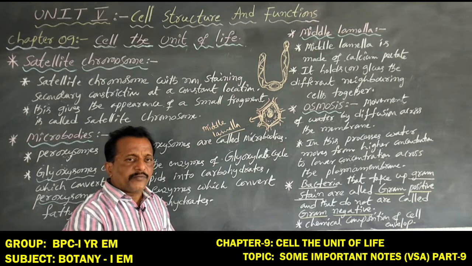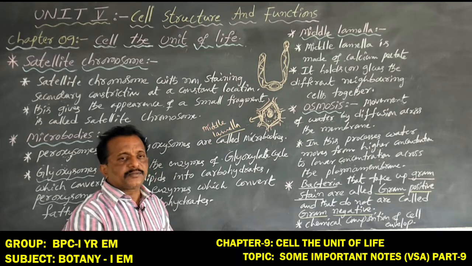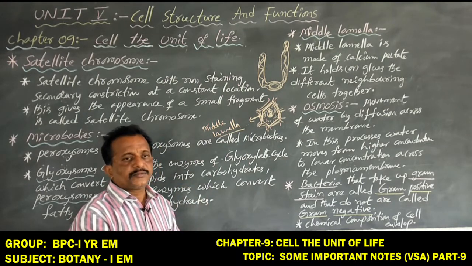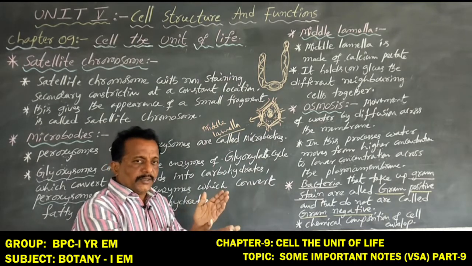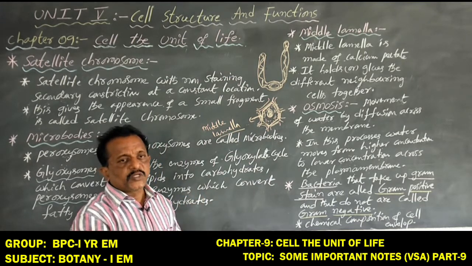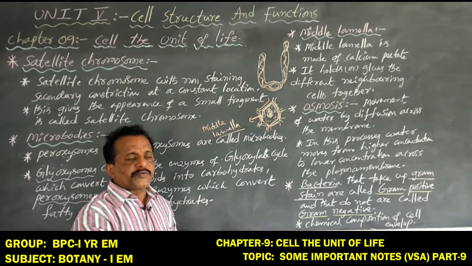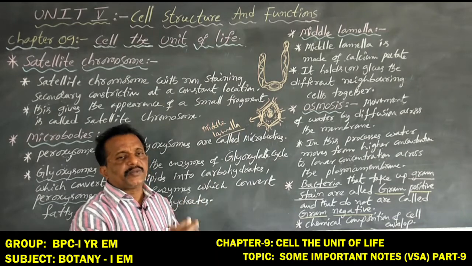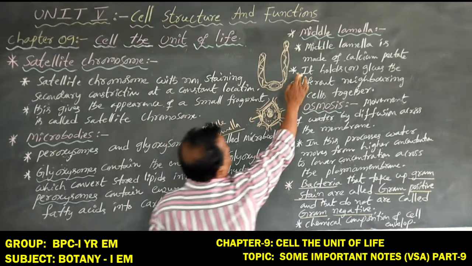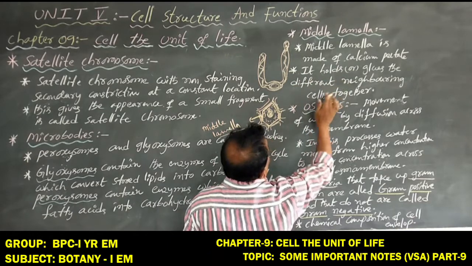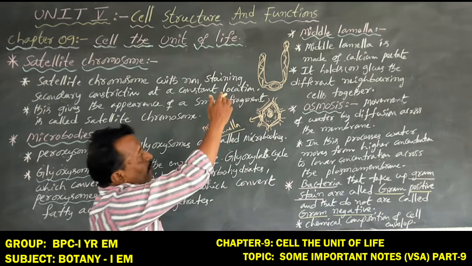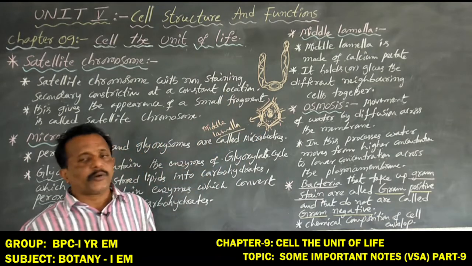A plant body is made up of a group of cells. Those cells are arranged one next to the other, lying side by side. So in this group of cells, one cell is always attached to another with the help of the middle lamella. That is, it holds or glues the different neighboring cells together. That is the importance of middle lamella.